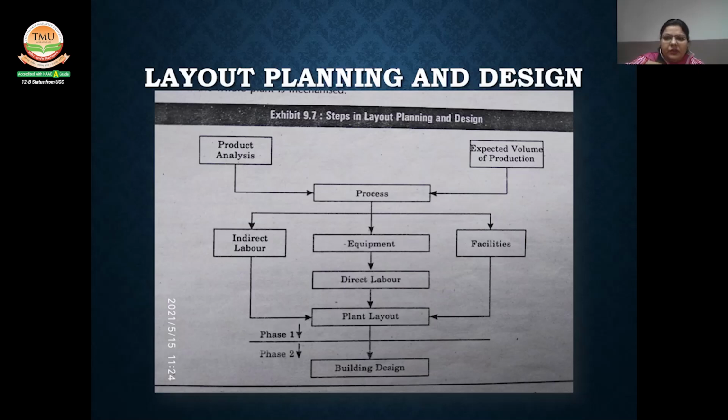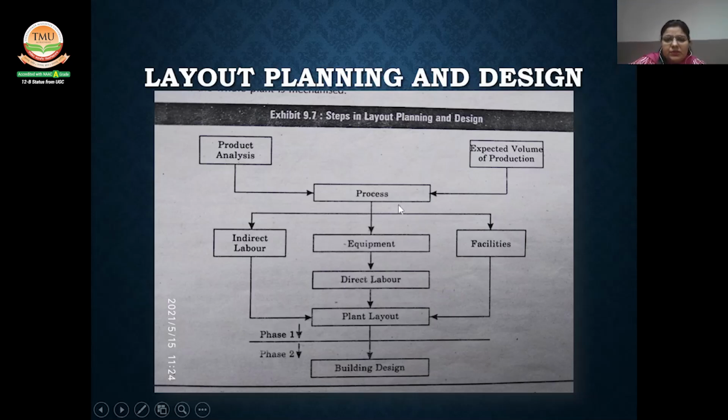Next thing is the expected volume of production. How many units are we going to produce in one day, or in a particular time? Any production unit has an assigned time. So in how much time are we going to produce what product? Next, we will move towards the process, which process we are going to use.